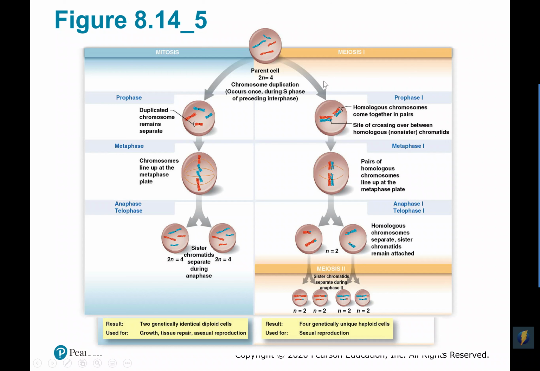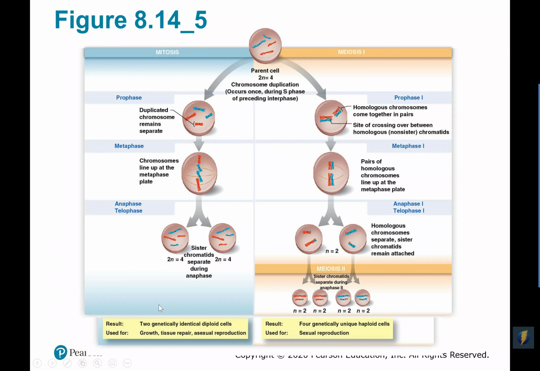So if you were to compare mitosis and meiosis, it's still just a single duplication during the S phase of interphase. During prophase, the duplicate chromosomes remain separate. During metaphase, those sister chromatids line up at the metaphase plate. And then during anaphase and telophase, the sister chromatids separate. You get cytokinesis, 2 genetically identical diploid cells. So this is what goes on during our growth processes, whenever we do tissue repair, and what occurs in asexual reproduction.